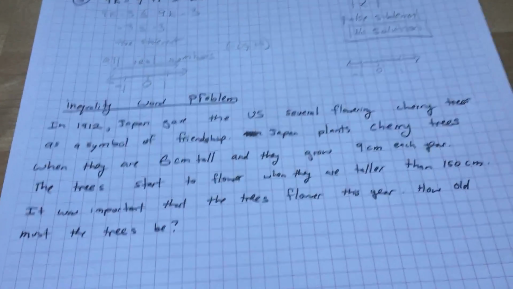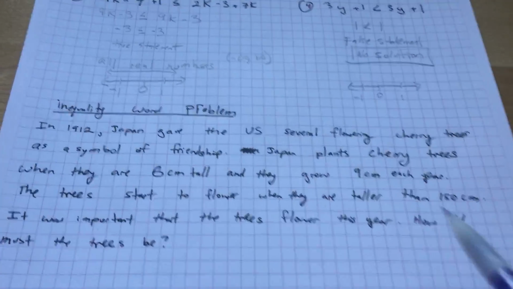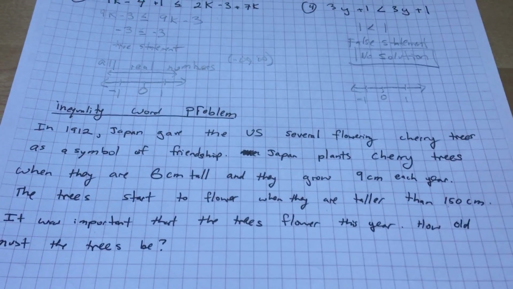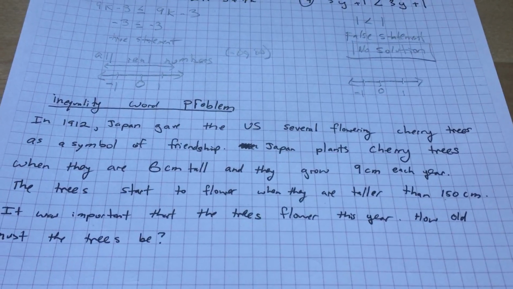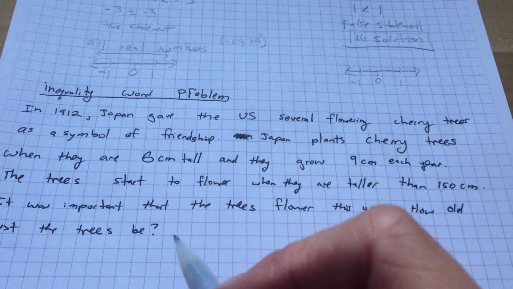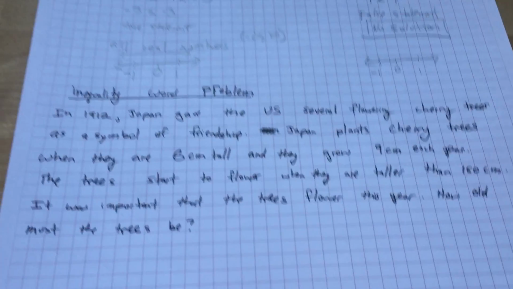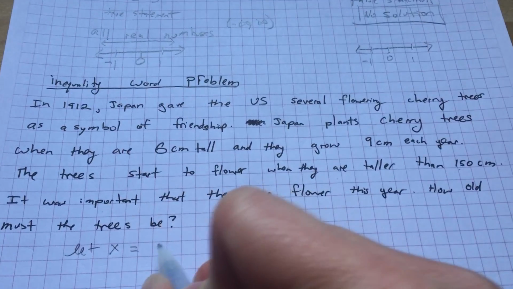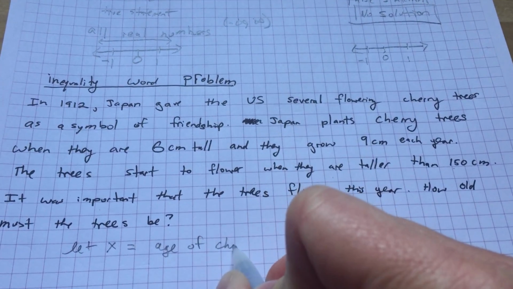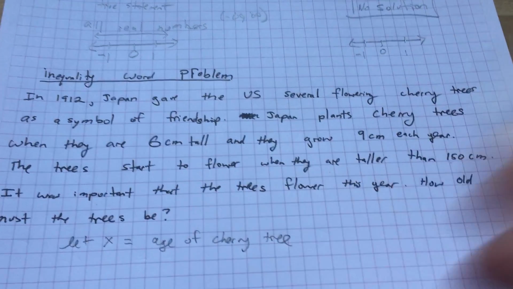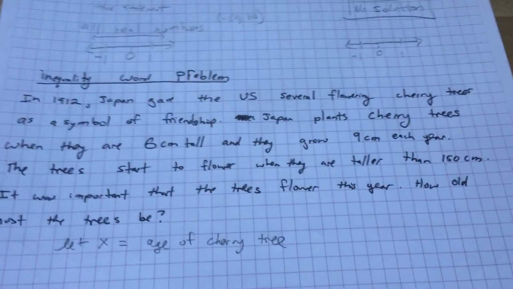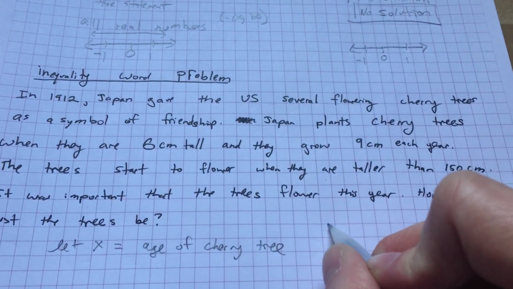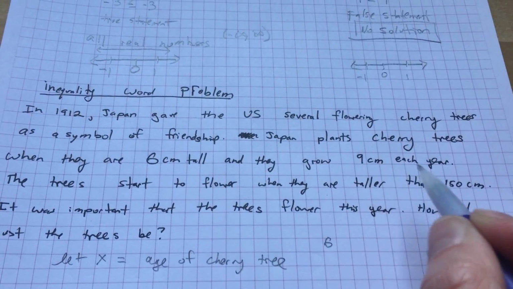So this would definitely be an inequality statement because it needs to be taller than 150. So it could be 151 centimeters, 152 centimeters, 160 centimeters. The first thing I want to do is write a let statement. I'm going to say let x equal the age of the cherry tree. Okay, so I'm going to write an inequality statement. I know that they are 6 centimeters when they're planted, so this will be 6. And they grow 9 centimeters each year.